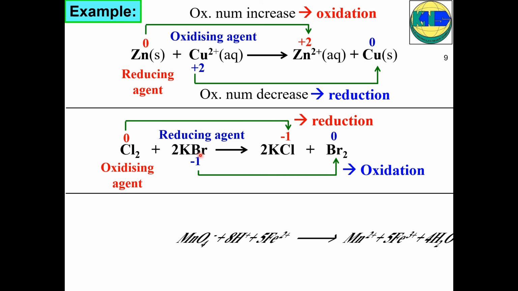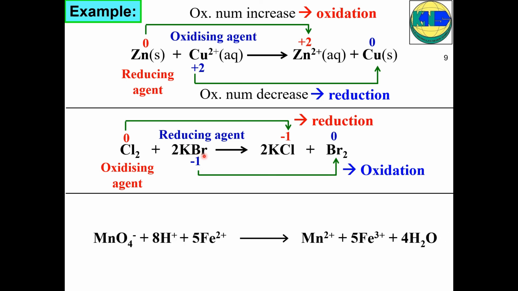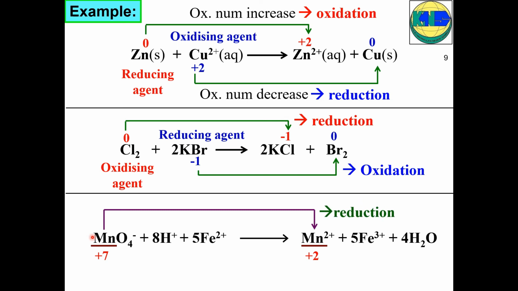Then we look at the next example. So here we have manganese. In MnO4 minus, the oxidation number for manganese here is +7, and here is +2. So you can see that the oxidation number decreases from +7 to +2. So it means that the MnO4 minus, the manganese here, undergoes reduction. So since it undergoes reduction, it's called the oxidizing agent.